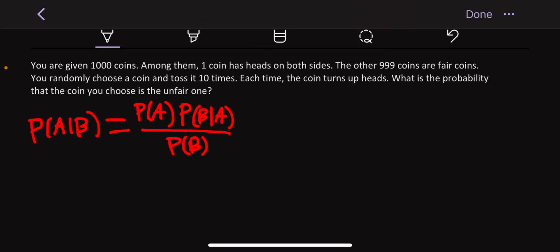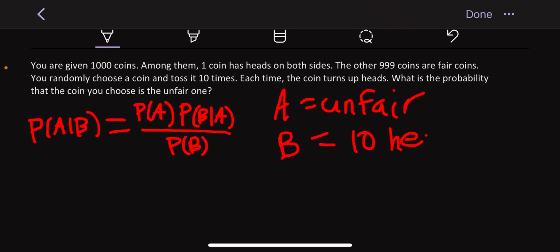Let's first identify how we can use conditional probabilities here. The probability that we want to find is the probability of choosing the unfair one given that we got 10 heads out of 10 flips. This gives us an idea of what A and B are. A, the probability that we want to find, is the probability that we chose the unfair coin. I'll just write A equals unfair. And B, the condition that we're assuming is true, is the fact that we got heads for all 10 flips. I'll just write B is equal to 10 heads.